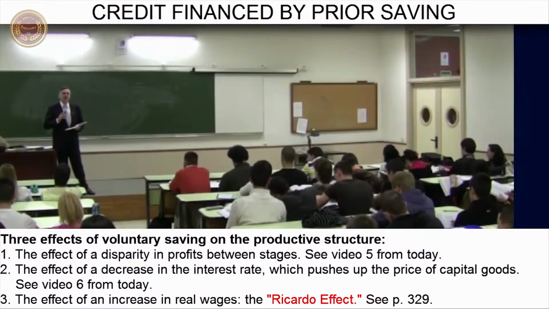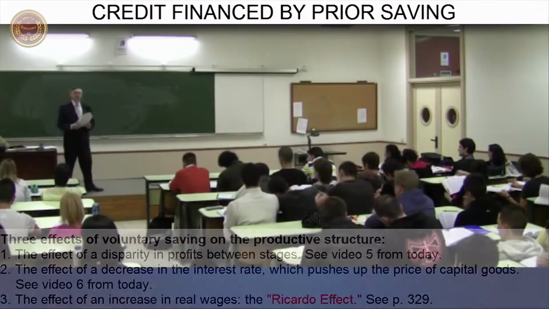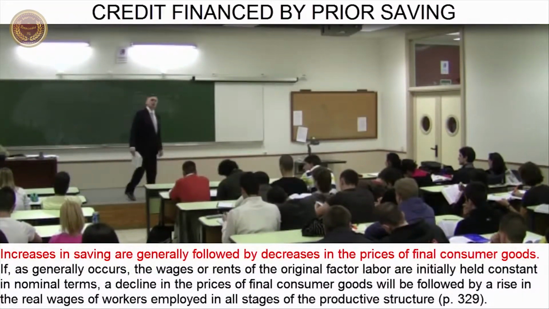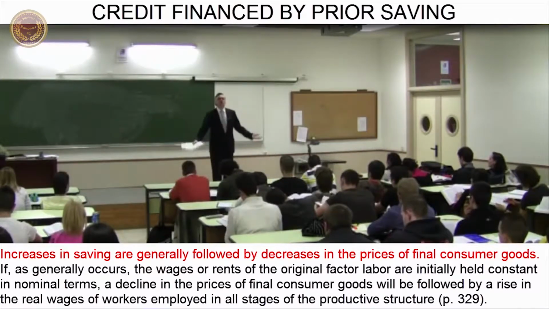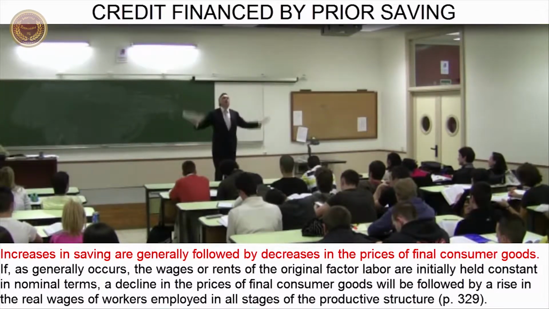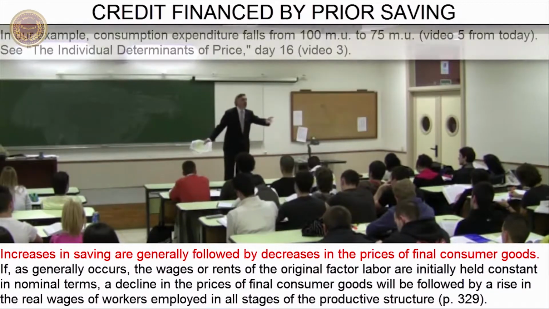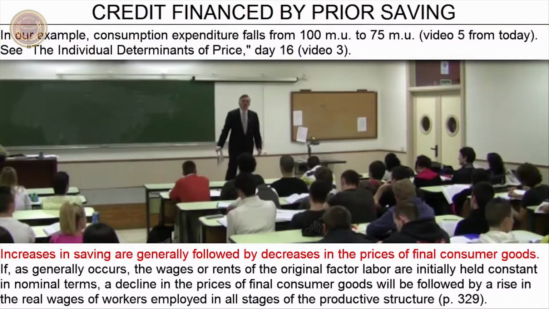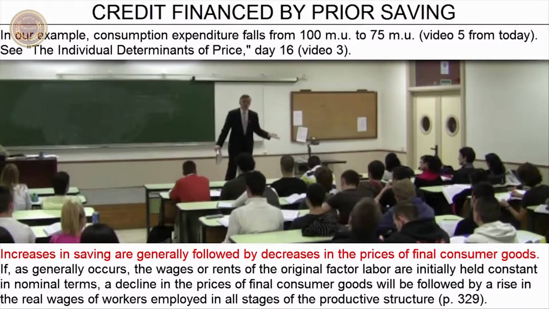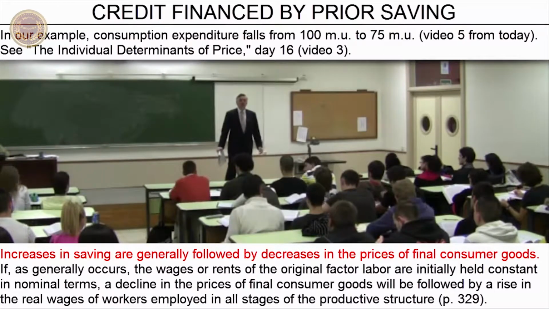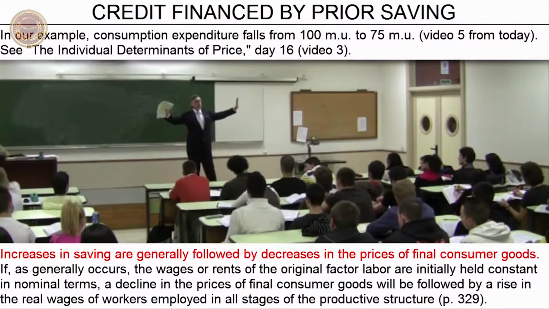This is the effect the increase in saving exerts on real wages. What happens if we suddenly decide to save more and therefore to consume less? What happens to the price of consumer goods? Does it tend to rise or to fall? It tends to fall. 1/4 of all consumer goods are left unsold. So the price of consumer goods falls because we demand less consumption, since we have decided to save more.